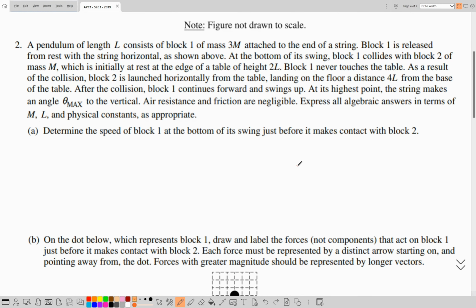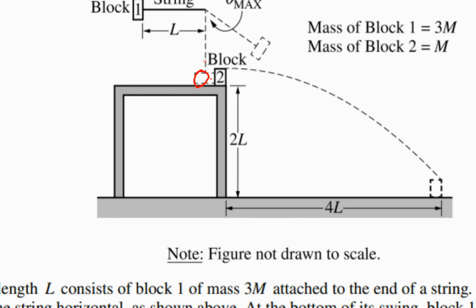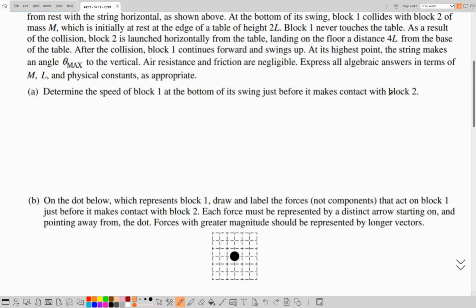Perfect. In part A, they're asking us to determine the speed of block 1 at the bottom of its swing, just before it makes contact with block 2. We need to determine the speed of block 1 at this point, before being in contact with block 2, and this is done using conservation of energy. But before doing so, we need to specify our PE level. Therefore, let me take the PE level to be the horizontal passing through the table.